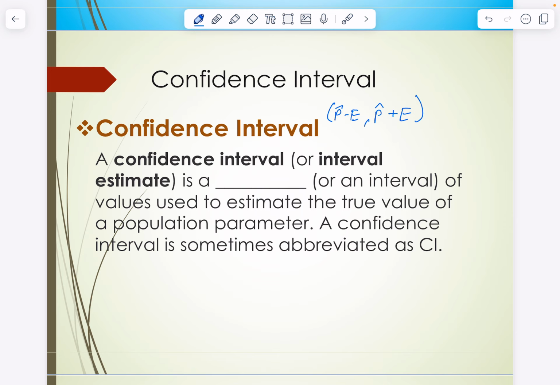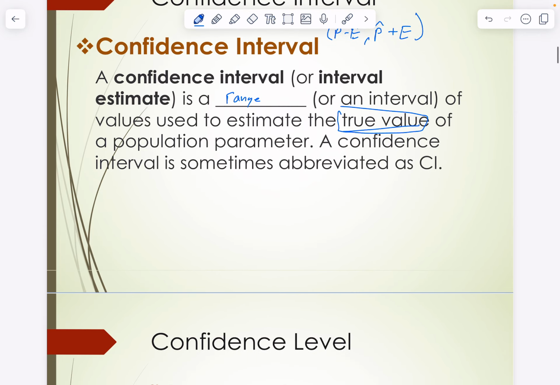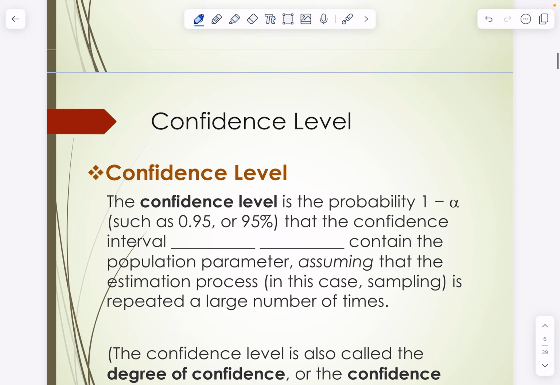Okay. A confidence interval, or interval estimate, is a range of values used to estimate the true value of a population parameter. A confidence interval is sometimes abbreviated CI. So we want to get to that true value. We're going to use a confidence interval to do that.